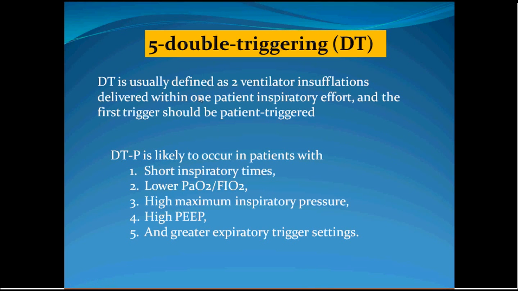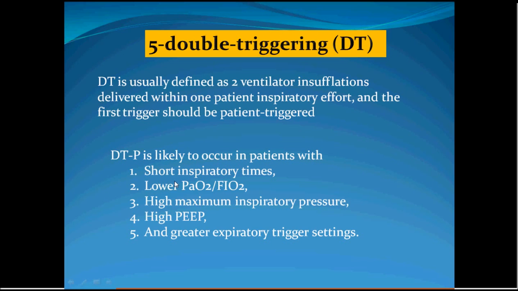The last one I think is the double triggering. Double triggering is defined as two ventilator insufflations delivered within one patient inspiratory effort. During his one inspiratory effort, the ventilator delivers two insufflations. That's why this is usually the most common problem, that the patient inspiratory cycle is larger than the ventilator inspiratory cycle.